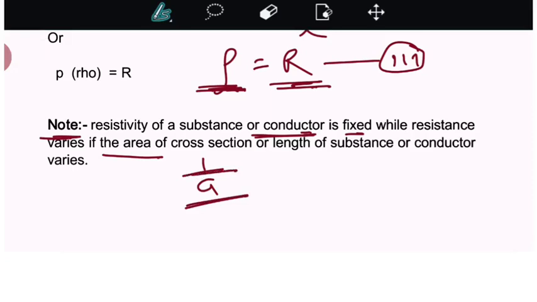And next day you have to study conductance, specific conductance, molar conductance, etc.